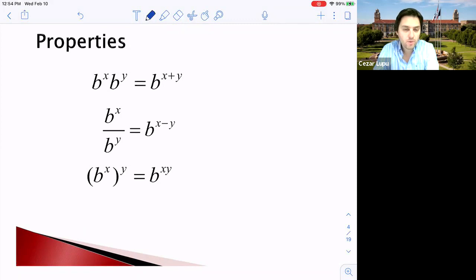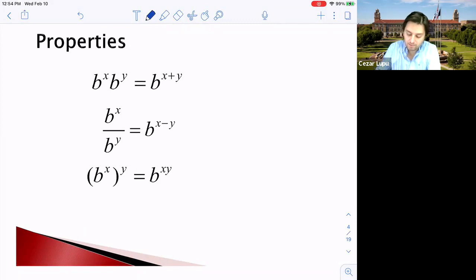And of course, when you raise an exponential to another power, so you have something like b to the x, everything to the power y, this will be b to the power x times y. So the base will stay the same, and you multiply the exponents, right?